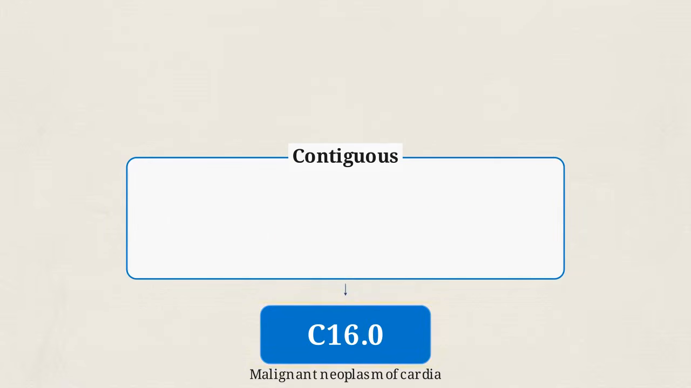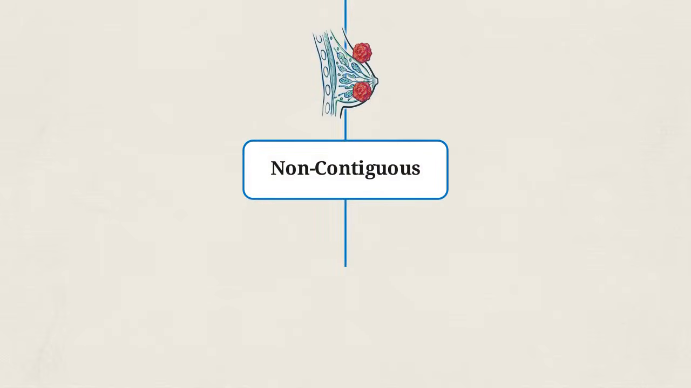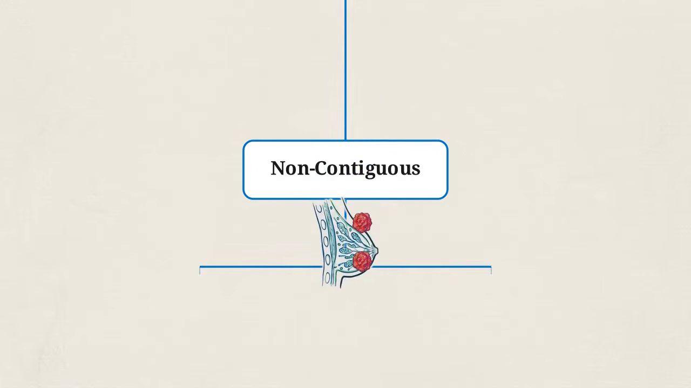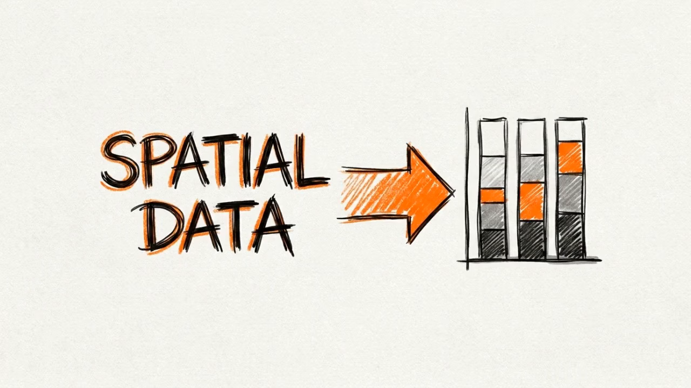Here it yields C16.0. Conversely, non-contiguous tumors are multiple physically separate lesions located within the same organ. In example 3, a patient has distinct malignant tumors in 2 different quadrants of the right breast. Since these tumors do not touch, the rule requires separate codes for each individual site. Physical proximity determines the final code volume and whether a combination code is appropriate.